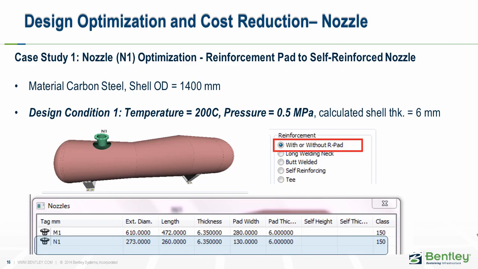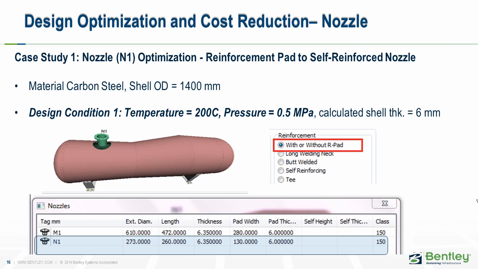We would now review a couple of case studies related to design optimization and cost reduction. In the first case study, we would consider the nozzle design optimization for the nozzle N1 shown above. Here, a design was performed for a carbon steel vessel, shell OD being equal to 1400 mm. The first design condition is 200 degrees centigrade temperature and 0.5 megapascal pressure. The nozzle reinforcement type is set at the default repad option. The calculated shell thickness is 6 mm.